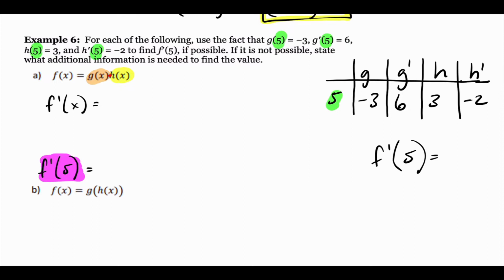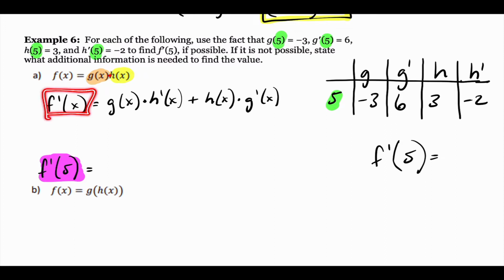The product rule says you take the first one, so rewrite the first one. You multiply that times the derivative of the second one, and then you add the second one times the derivative of the first one. That's what I would have done if I had known what g and h are. I don't know what they are, but that's as far as I can go. That's the derivative. f prime is equal to that.